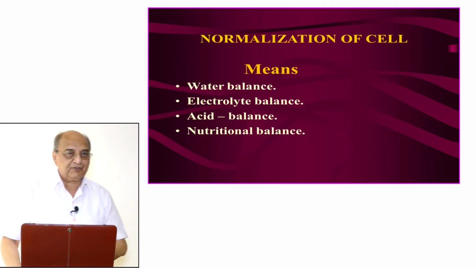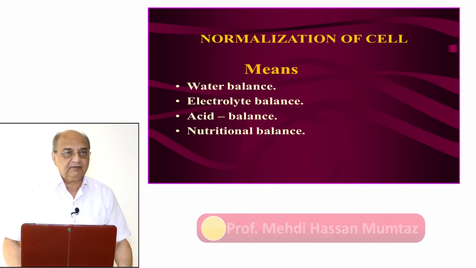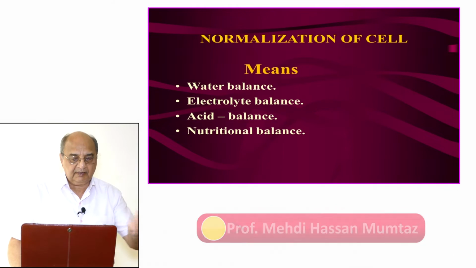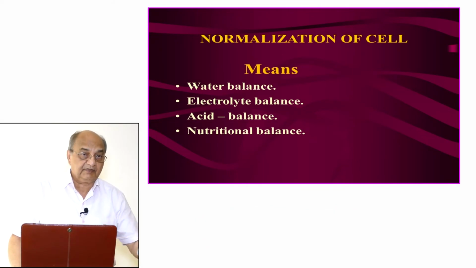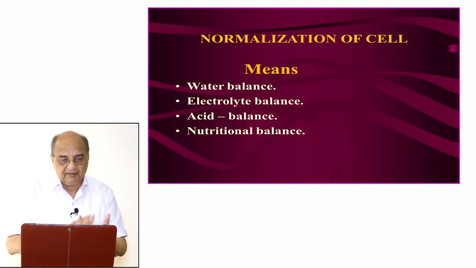Now, normalization of the cell, that's what we do in the ICU. What does it mean? We should bring the cell into water balance, then electrolyte balance, then acid-base balance, then nutritional balance. They go in the same sequence. We cannot bring the body into nutritional balance unless the body is in water, electrolyte, and acid-base balance. So it should be dealt with accordingly.